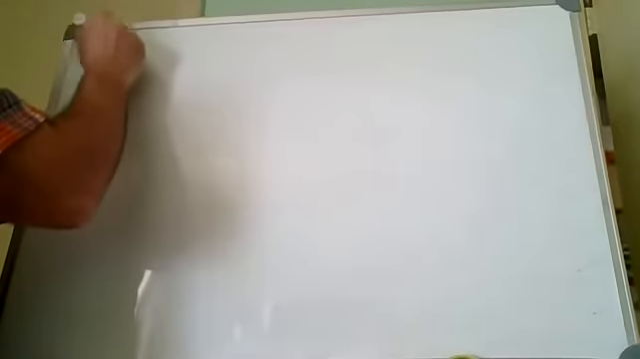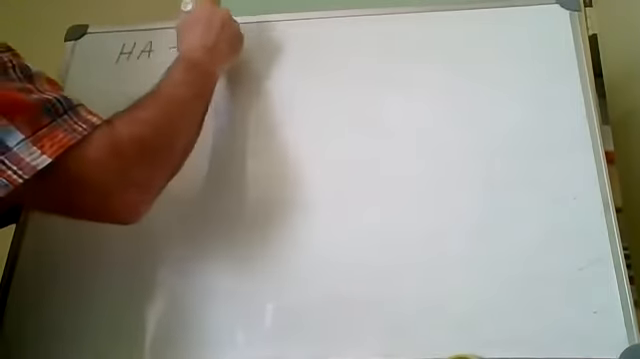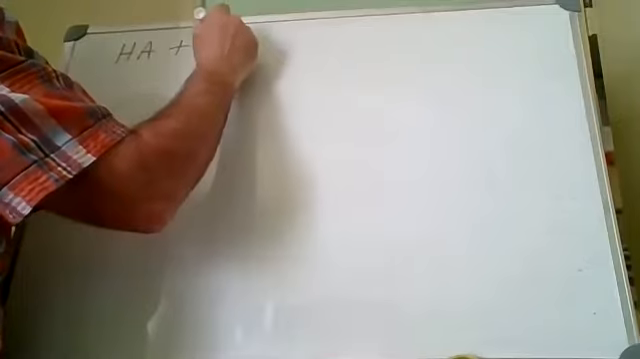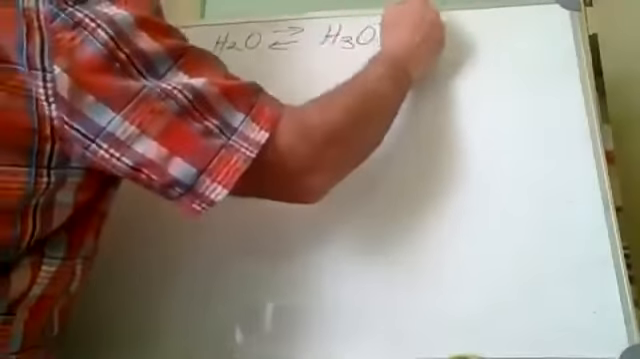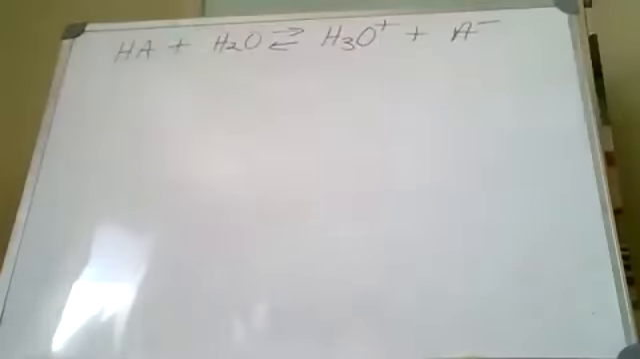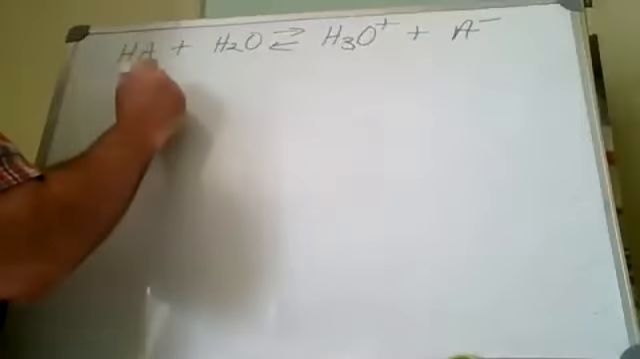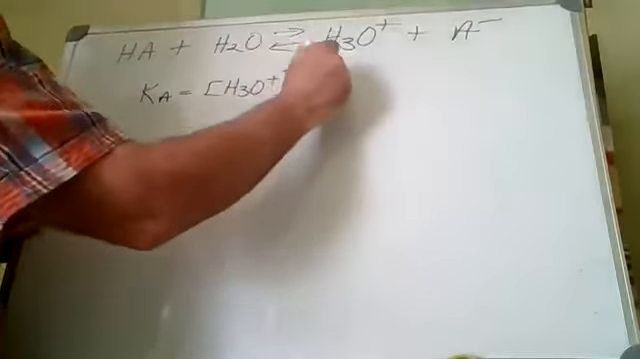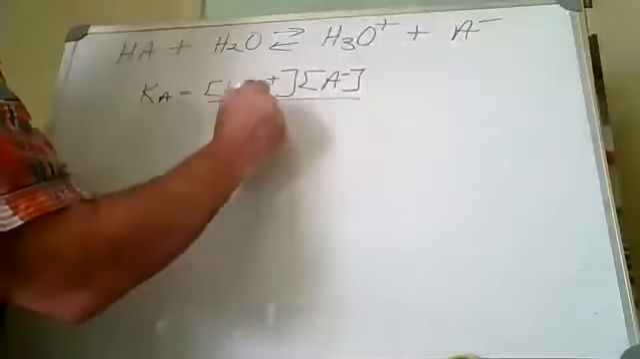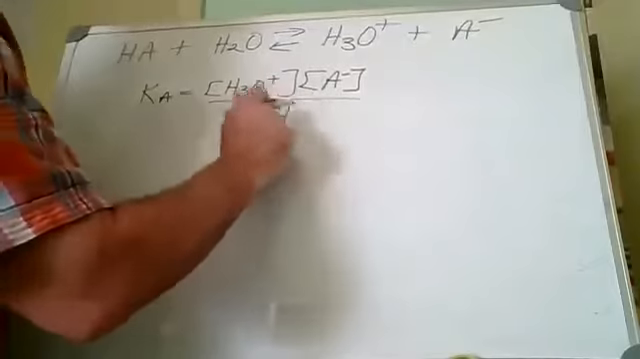Okay, so let's take a look at the Henderson-Hasselbalch equation. We have just a generic acid-base equilibrium equation. Okay, so we have that. Now, we can set up a Ka expression. Ka equals hydronium ion concentration times the conjugate base concentration divided by the free acid concentration, HA.